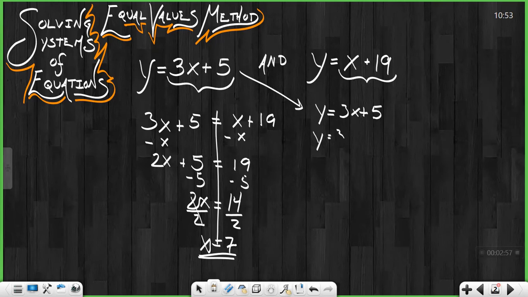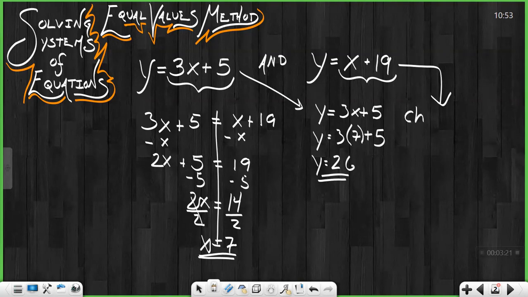So I'm going to say y equals 3 instead of x. I'm going to put 7 because that's the value of x that I found that makes both equations true here. And when I do that, 3 times 7 is 21, plus 5 is 26. And I see y is equal to 26. Assuming that that is correct, it should work in both equations. Therefore, if I used my first equation to find y, I must use my second equation to check my answer.